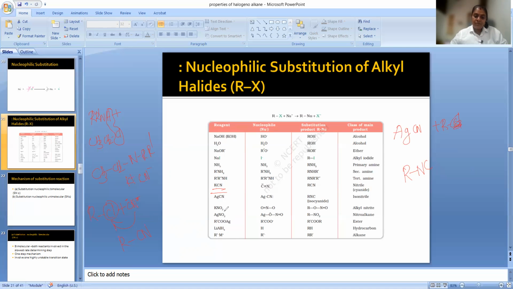Now, if KNO2 is reacting, we know that NO2- has two nucleophilic centres. Nitrogen has a lone pair that can bond, and the oxygen can also bond. KNO2 is ionic, right? So it will bond through the oxygen atom, and we will get the product R-O-N=O. The Cl will be substituted by ONO, and an alkyl nitrite we will be getting.